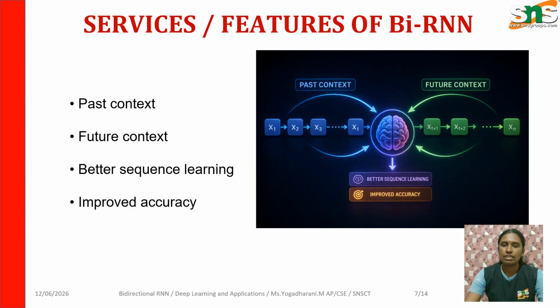In this slide, the features of bidirectional RNN. First is past context, which means learning information from the previous elements. Future context refers to learning information from the upcoming elements. Better sequence learning means it captures relationships more accurately, and improved accuracy means it produces better predictions compared to standard RNN. A real-life example is Google Translate, which uses contextual information from both sides of a sentence.